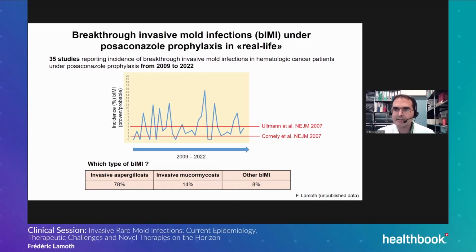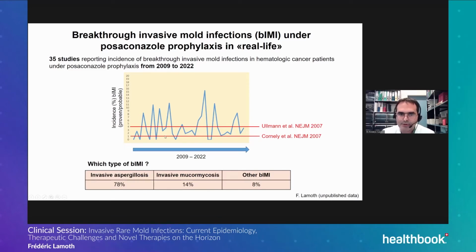So once we start giving posaconazole prophylaxis to the patients, we reduce the incidence of invasive aspergillosis or invasive mold infections in general, but we will see breakthrough invasive mold infections, which means invasive mold infections occurring under posaconazole prophylaxis. On this slide, I have reviewed all the papers since the publications from Connolly and Ullmann, who report the incidence of these breakthrough invasive mold infections in hematologic cancer patients under posaconazole prophylaxis. And I have identified 35 papers between 2009 and 2022. And as you can see, the incidence of these breakthrough infections is extremely variable.